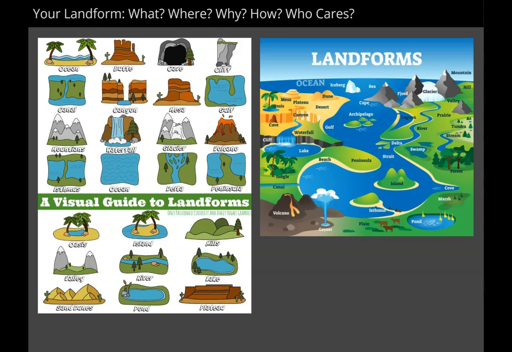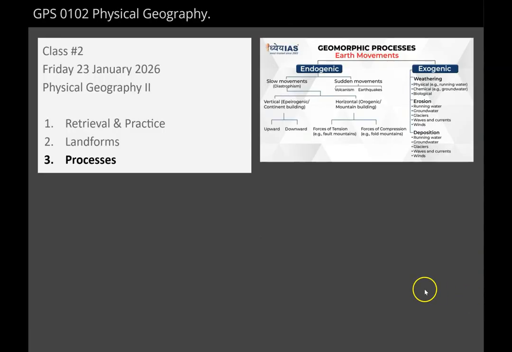And we'll pick up on this in the subsequent weeks, always looking at landforms and then thinking about the processes that have created it, right? So let's talk a little bit more about processes, right? When we think about processes, we want to think about this big picture separation between what we call endogenic processes and exogenic processes. We'll get back to that in just a minute.